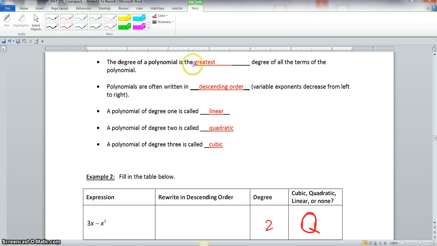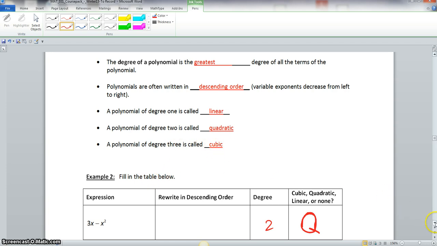The degree of a polynomial is the greatest degree of all the terms of the polynomial. Polynomials are often written in descending order. Variable exponents decrease from left to right. A polynomial of degree 1 is called linear. A polynomial of degree 2 is called quadratic. And a polynomial of degree 3 is called cubic.